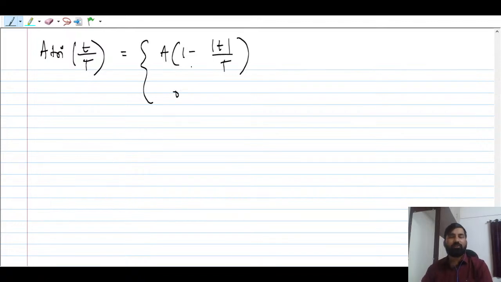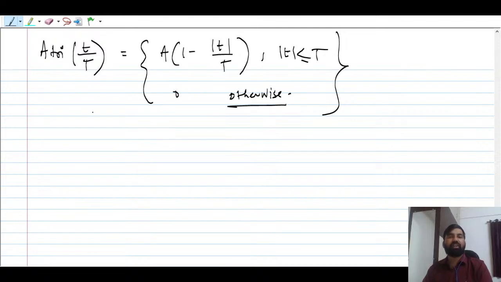So there will be two cases. It is defined only for mod of t less than or equal to capital T, otherwise it will be 0. So this is the very good definition that you can see. This signal is going to be 0 at t equal to capital T as well as t equal to minus capital T both, right? So how do we plot this?